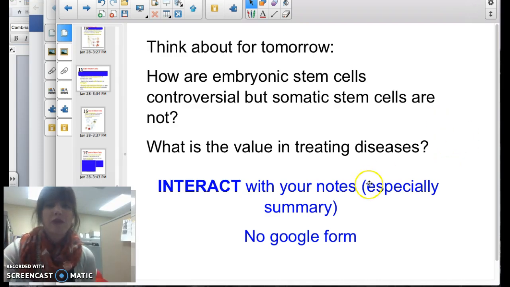I want you to interact with your notes. Make sure you do your 2 questions in summary, and there is no Google form to fill out tonight.